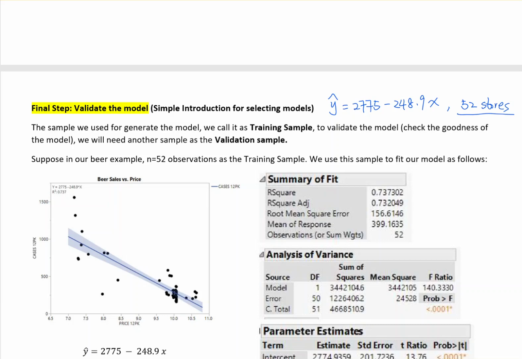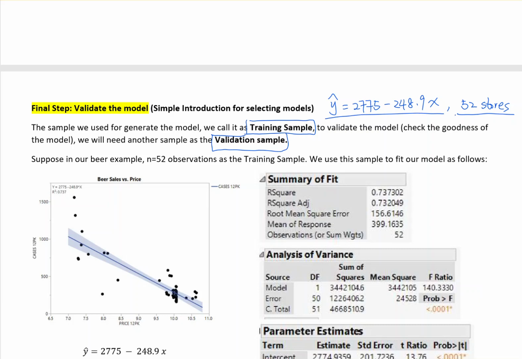It is based on the 52 stores. This 52 stores from a random sample, we call the training sample. The training sample is the one we use to generate the model. And then we need another sample to validate the model. This sample we will call the validation sample. We want to validate whether this equation is good for the population model or not.